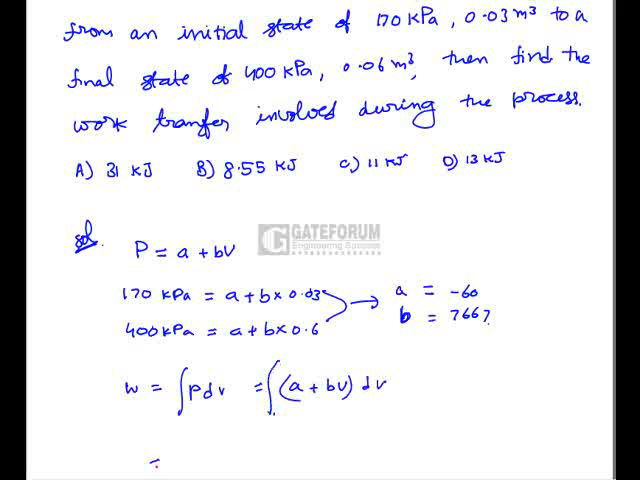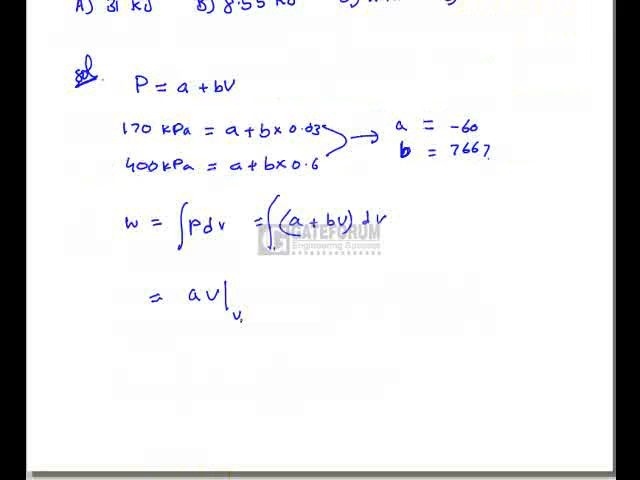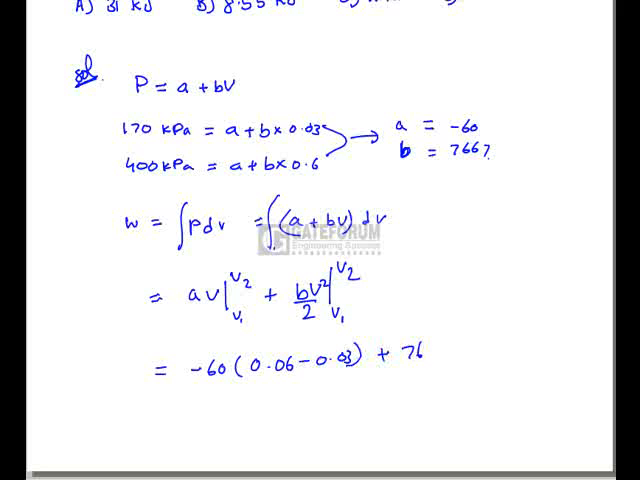Now integrate from V1 to V2, so that we have A V from V1 to V2 plus B V square by 2 from V1 to V2. Now substitute all the values here. A is minus 60 into V2 minus V1, that is 0.06 minus 0.03, plus B, 7667, into 0.06 square minus 0.03 square, by 2. It gives a value of 8.55 kilojoules. So in the options, the right option is B. B is the right answer.